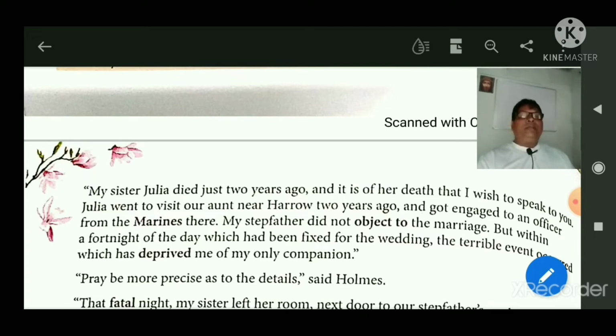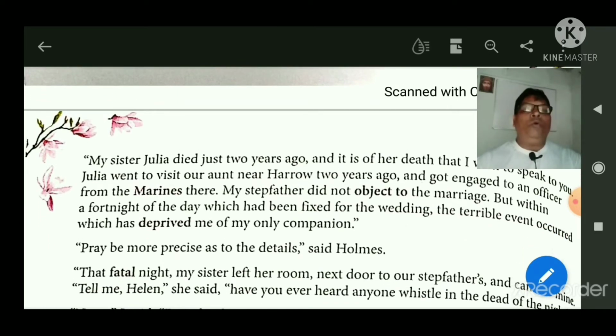So my stepfather did not object to it. The stepfather also did not object to her marrying this marine. But within a fortnight, within 15 days of the day which had been fixed for the wedding, the terrible event occurred which has deprived me of my only companion. The terrible event occurred within the fortnight of the day fixed for the wedding ceremony.